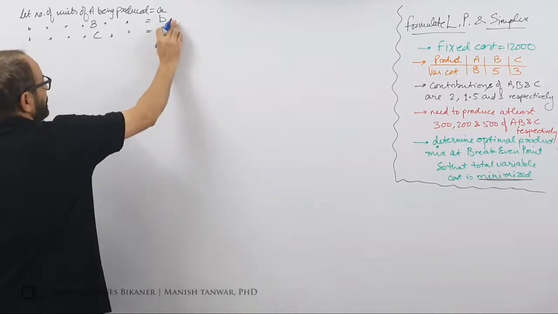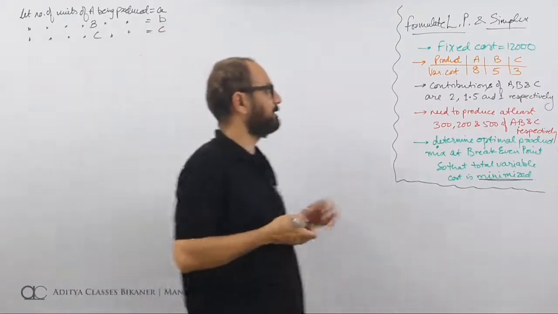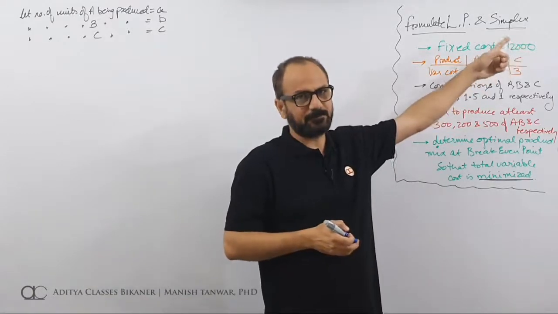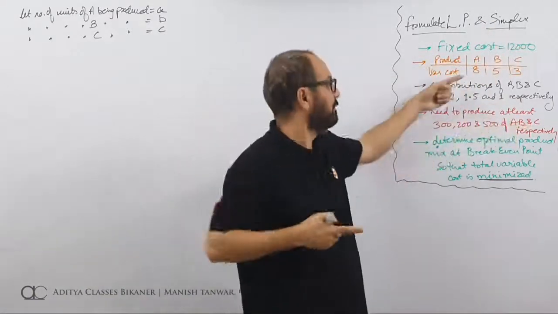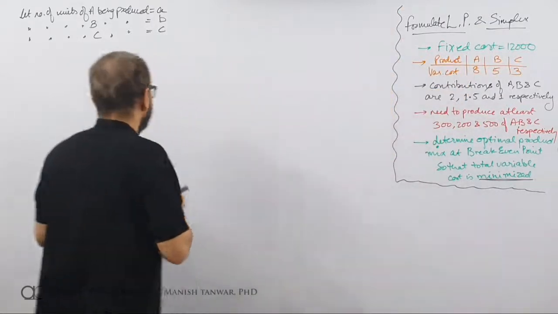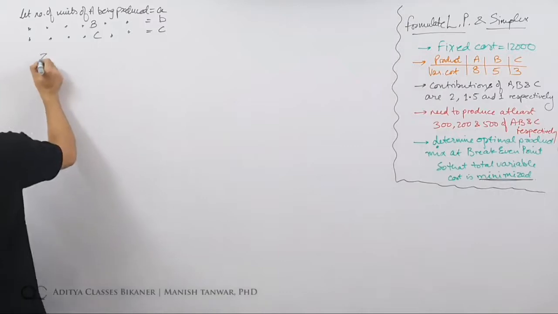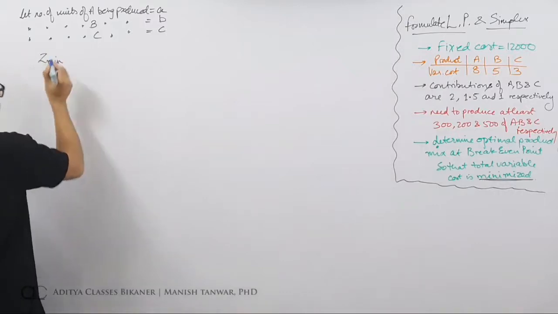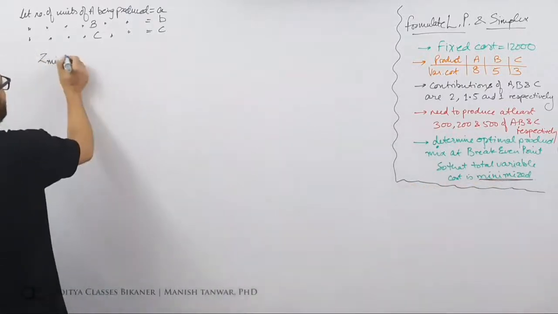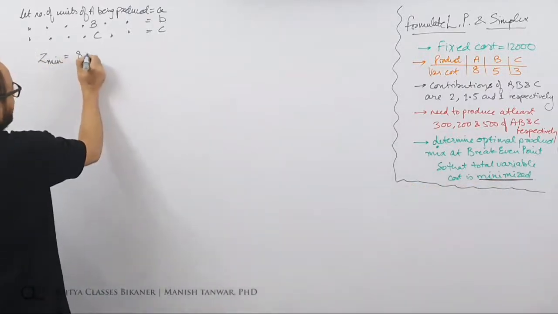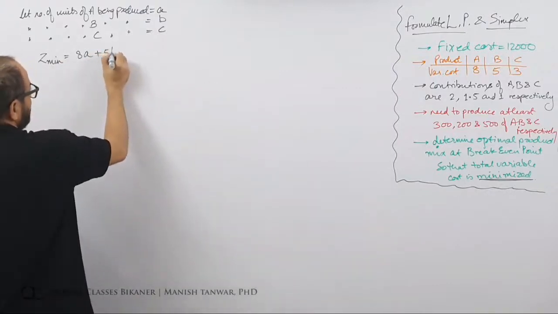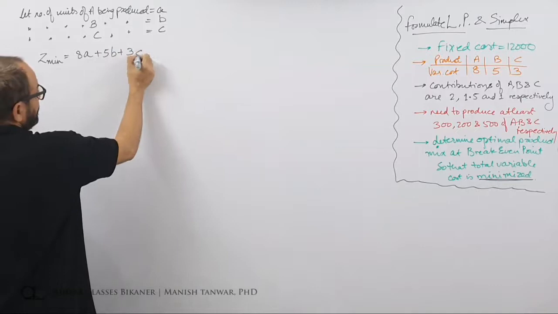So, for ease, I am saying that I will be producing A units of this, B units of this and C units of this. So, what will be my total variable cost? 1 unit costs me 8 rupees. So, A number of units will cost me 8A, 5 B's and 3 C.